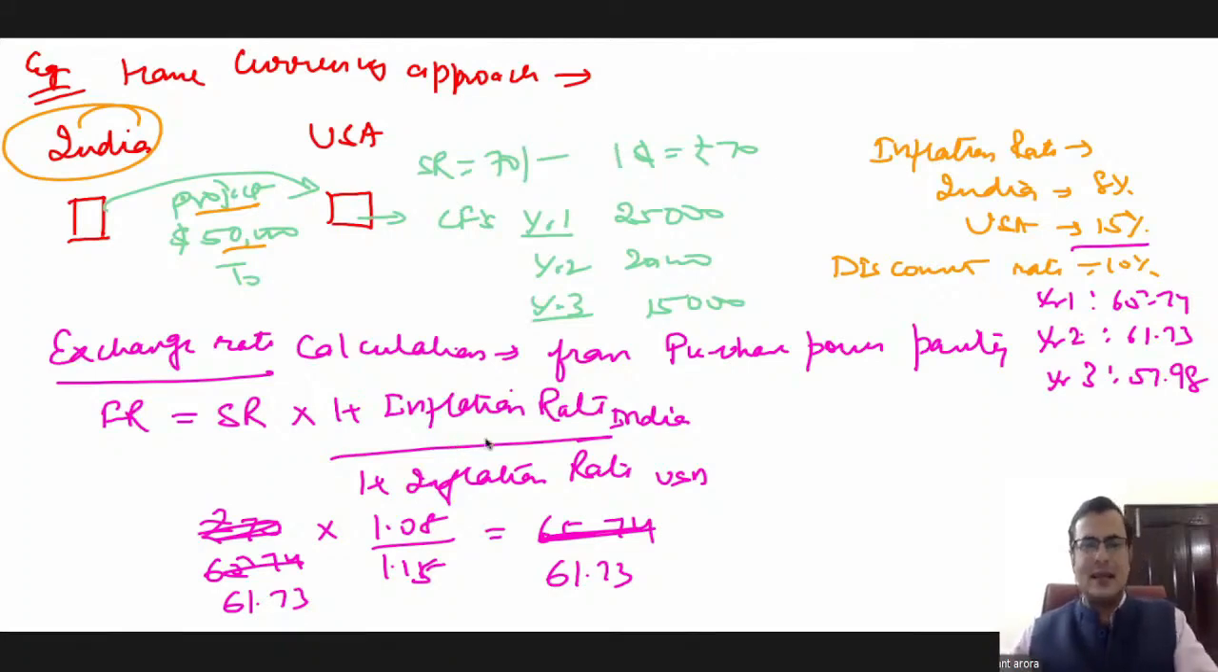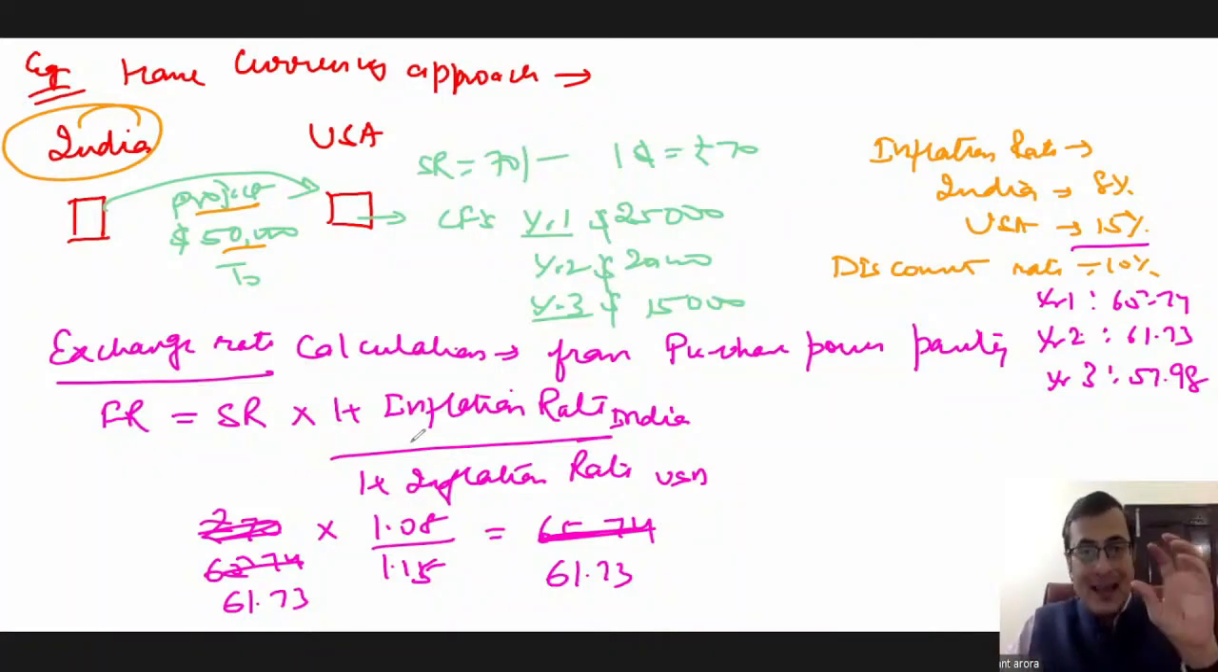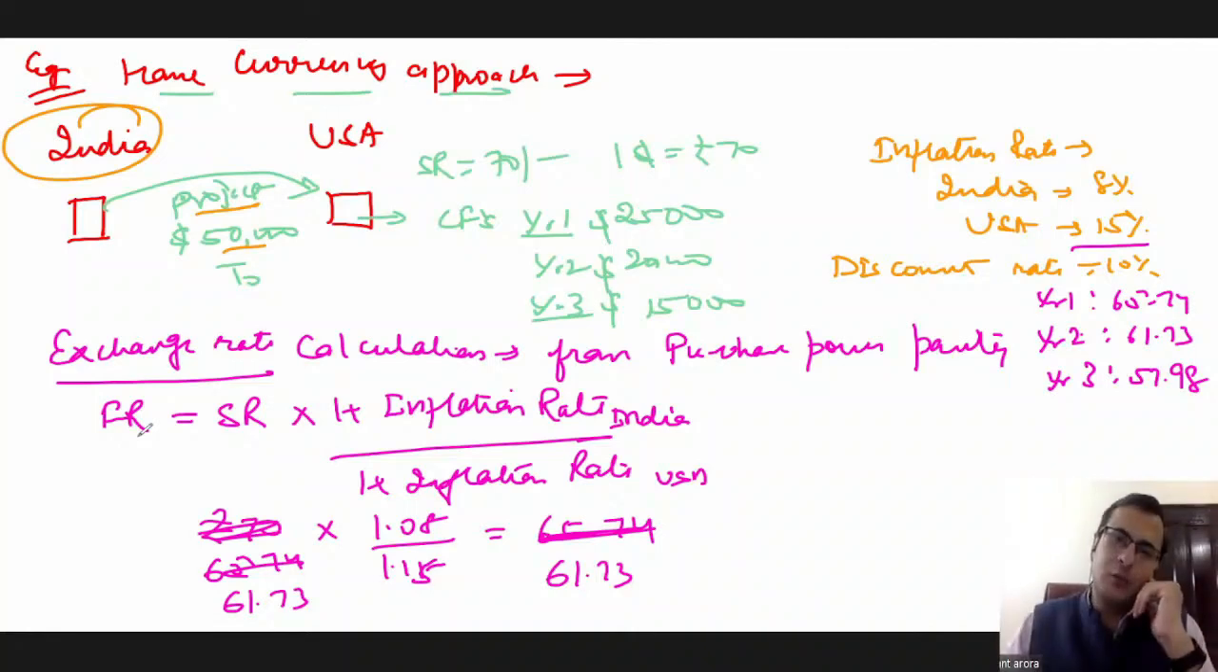So if these rates are okay, let's start calculating what will be your cash inflows. Sir, these inflows are in dollars. Yes, these are all in dollars. So we are calculating as per the home currency approach, and we need to convert foreign currency into the home currency. Is it clear?